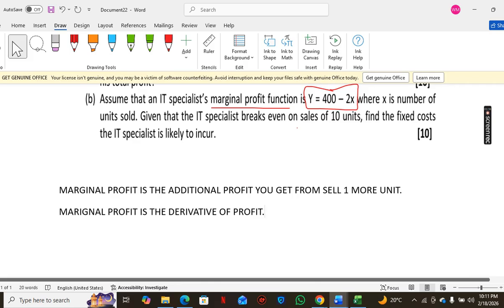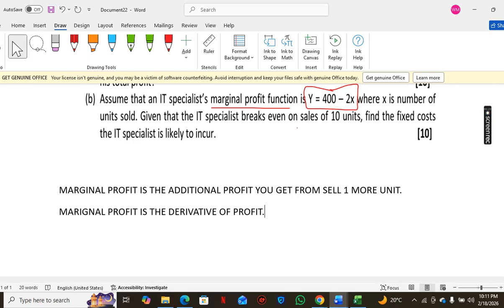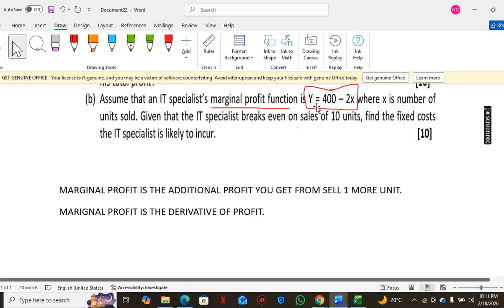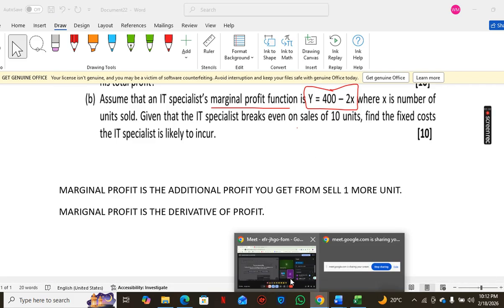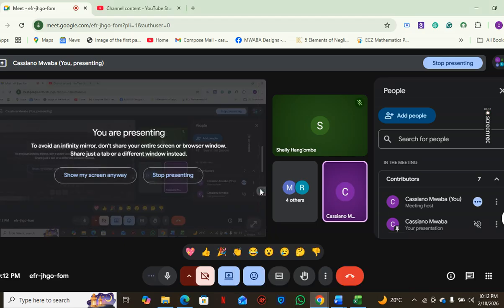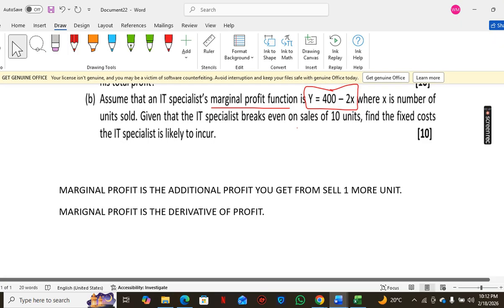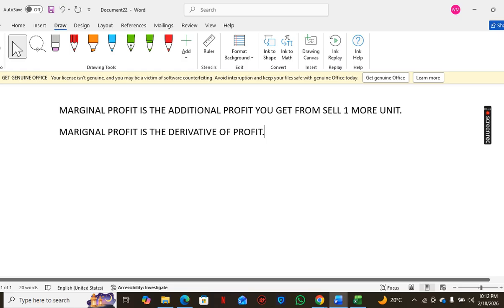Now here we have to work backwards. We have to integrate the marginal profit function to get the profit function. Colleagues, in calculus, differentiation and integration work hand in hand. Differentiation moves forward, integration moves backward. Let me just illustrate what I mean so that we don't get confused, and show the rules for both of them.